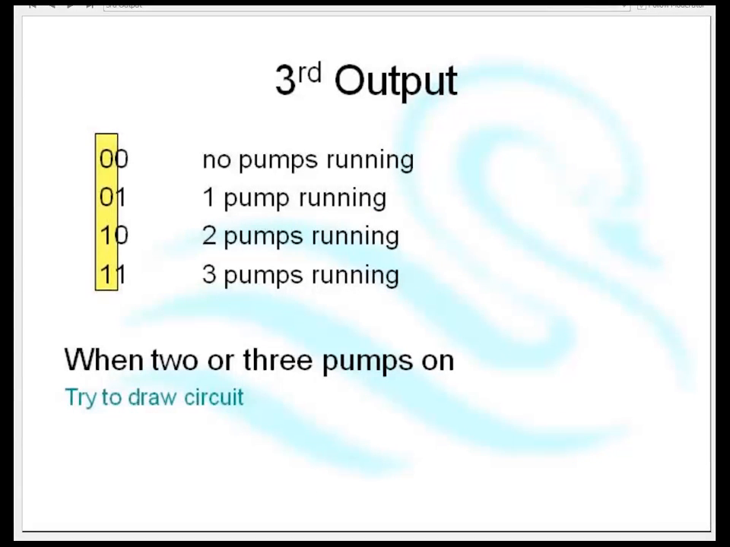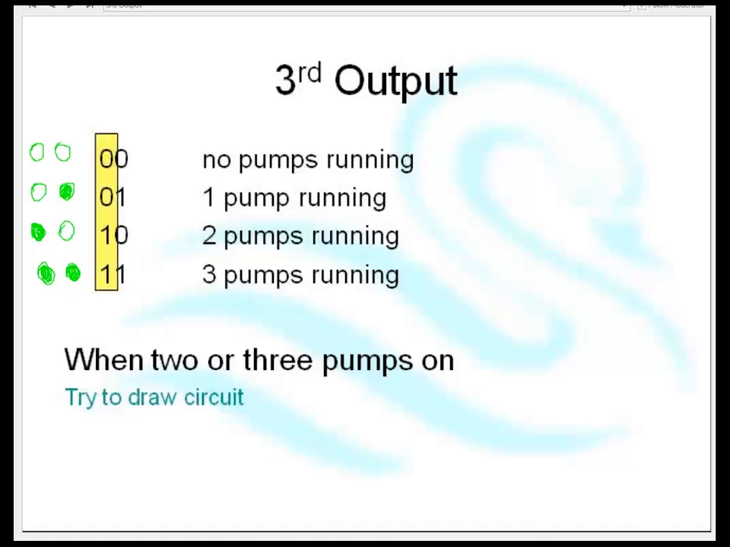Now, we have the third output. The third output concerns itself with the other output light. Now the way this looked again, we had two lights off. That's one of the lights on. This is the other one of the lights on. And when both of the lights are on, that means three of the pumps is running.